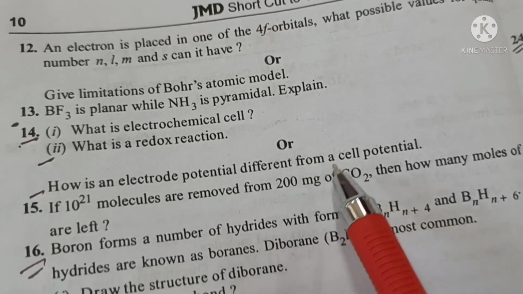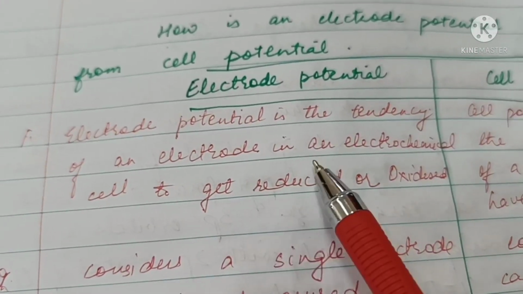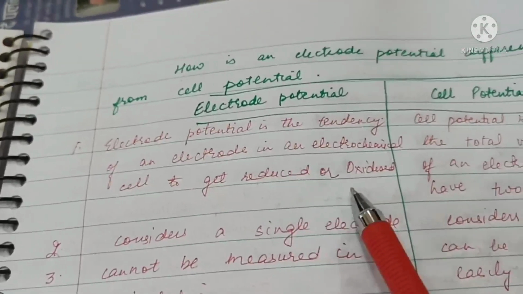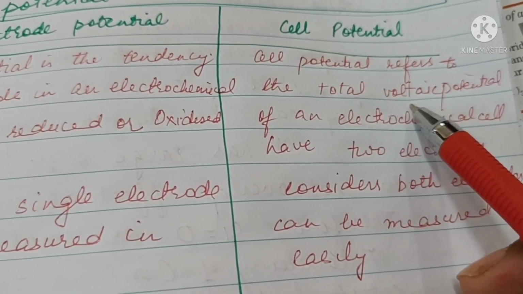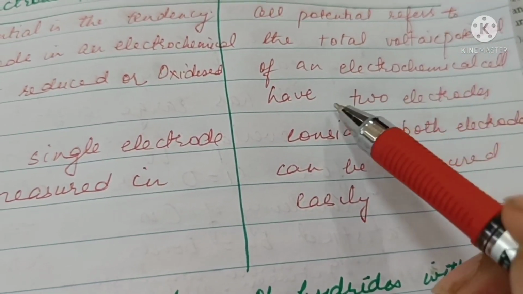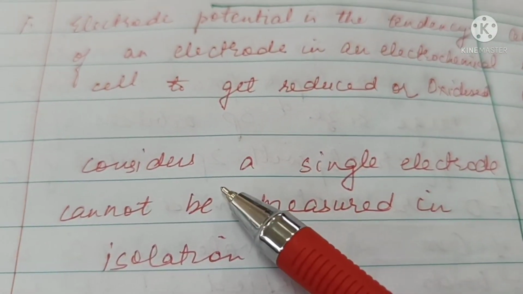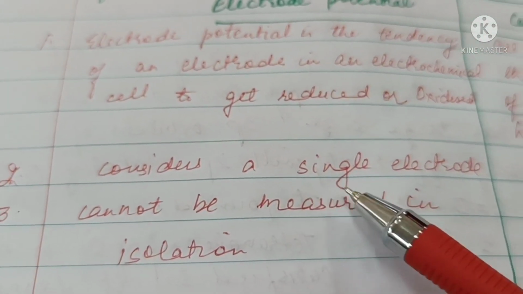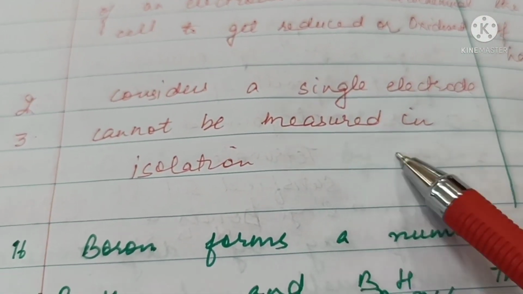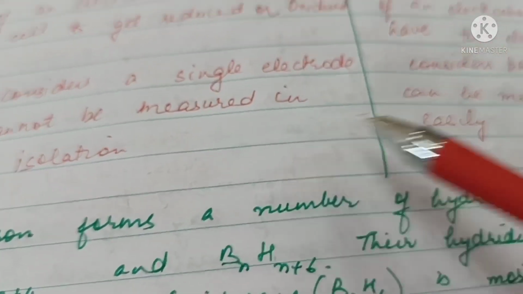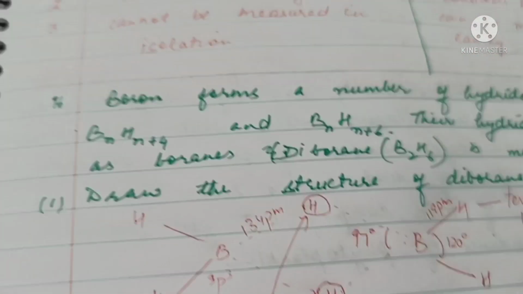How is electrode potential different from cell potential? Electrode potential is the tendency of an electrode in an electrochemical cell to get reduced or oxidized. Cell potential refers to the total voltaic potential of electrochemical cell having 2 electrodes. Electrode potential considers a single electrode, whereas cell potential considers both electrodes. Electrode potential cannot be measured in isolation, that is alone. The cell potential can be measured easily using a voltmeter.